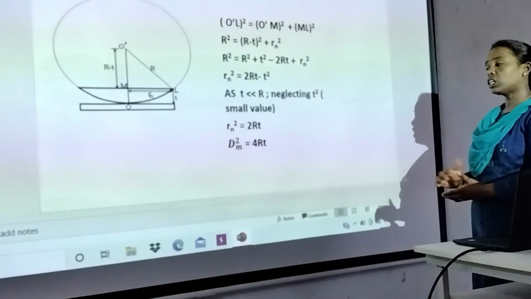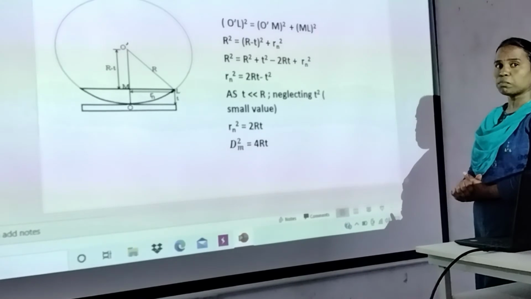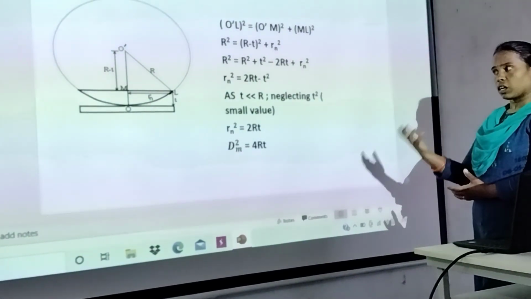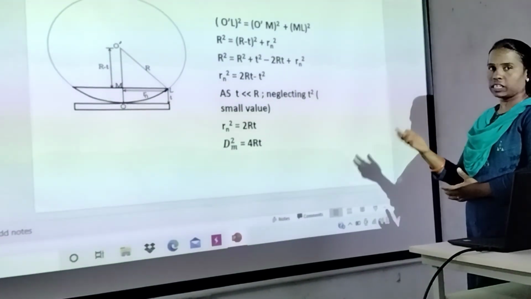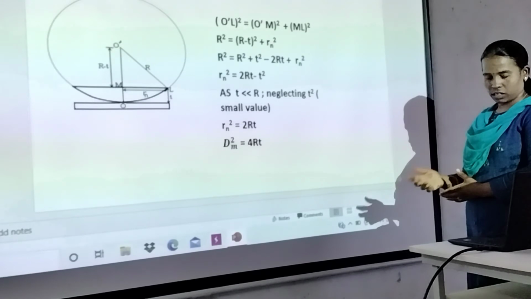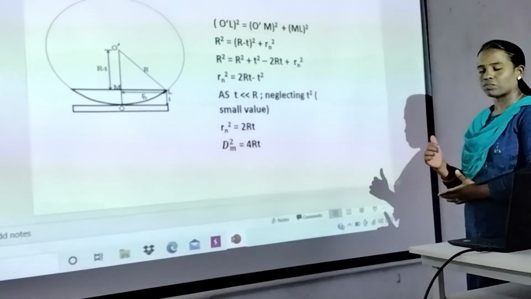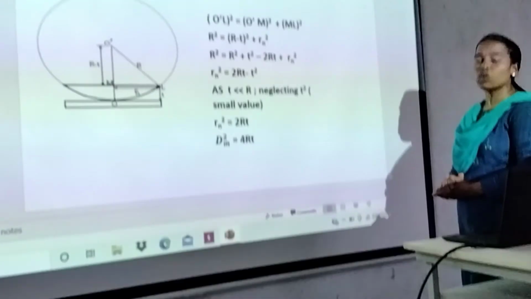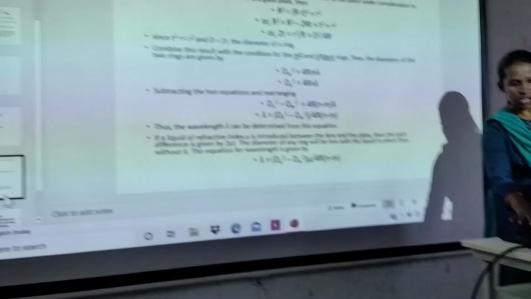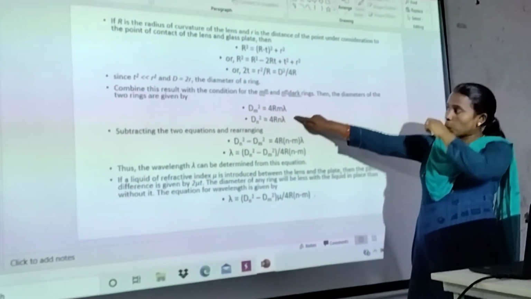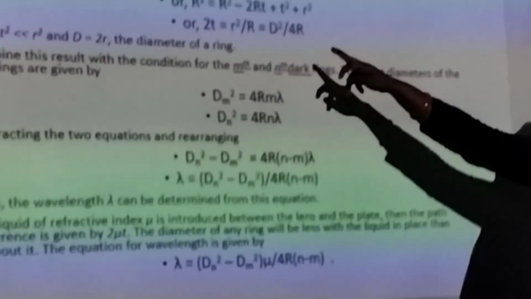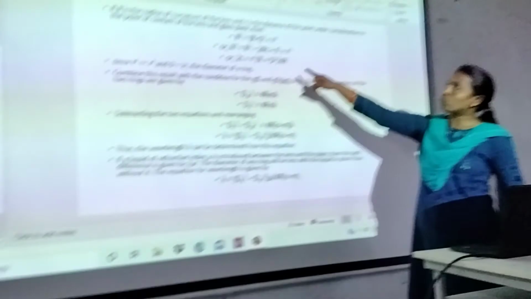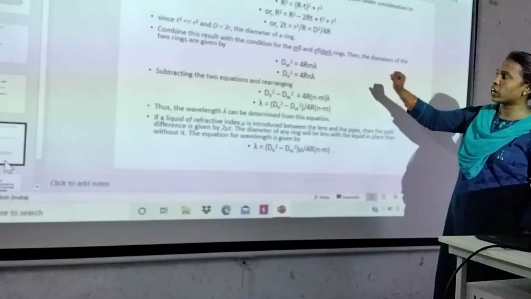So if I want to calculate the diameter, it is nothing but double the radius. That's why I'll get Dn square equals 4 capital R T. Okay. See this. So after getting that, the general expression for the thickness of the air film will become 2T equal to D square by 4R. 2T equal to D square by 4R, I will be left with.